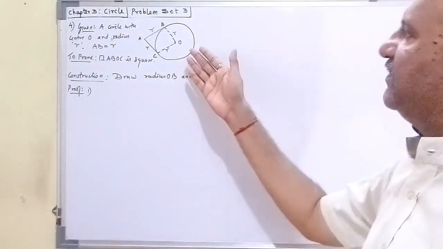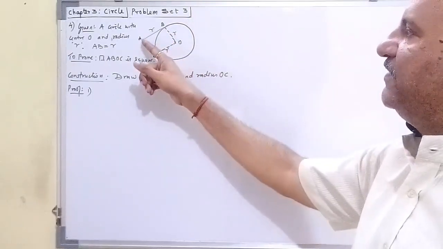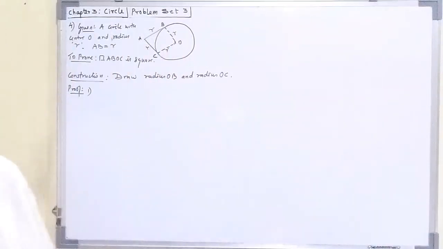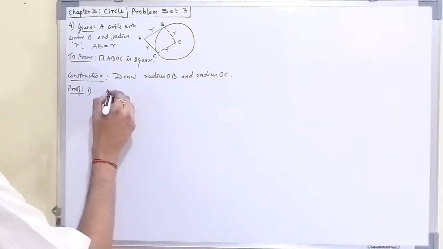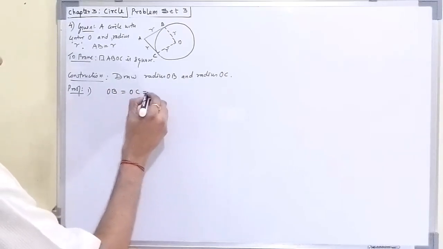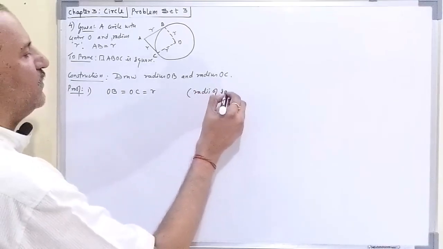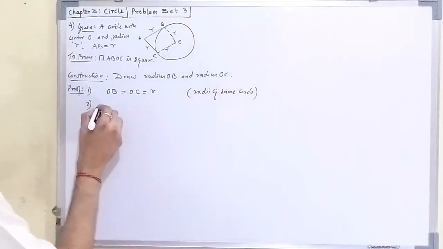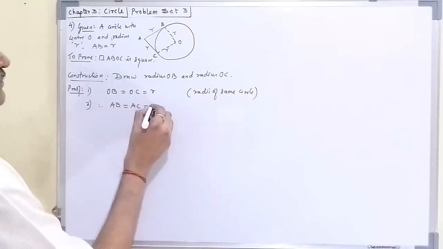I have already read it before. Circle with center O, radius is R, and the tangent segments AB and AC are also equal to R. These are tangent segments. So first we take that. OB equal to OC equal to R. The radii of same circle. Statement number 2. Therefore, AB equal to AC equal to R.